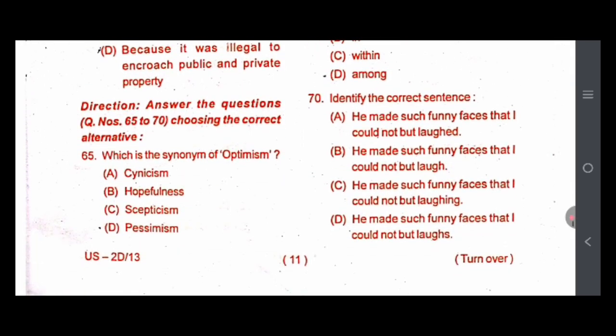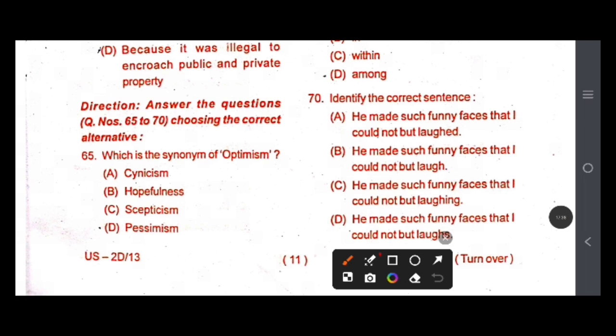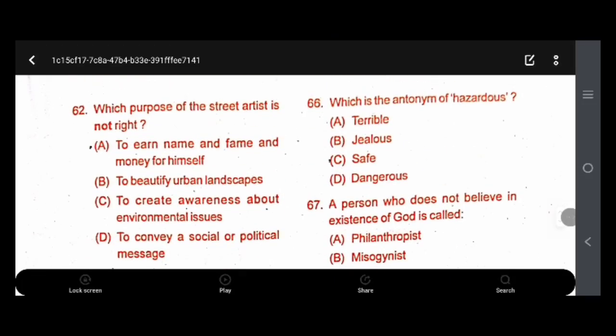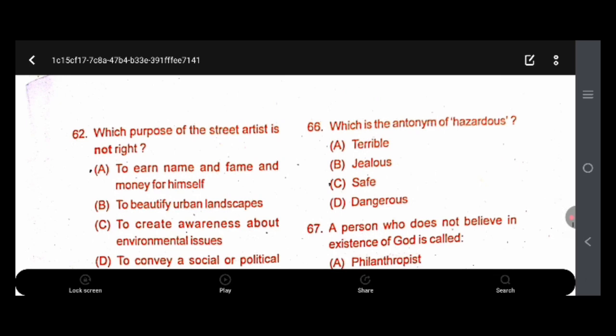Answer the question 65 to 70 choosing the correct alternative. Question number 65: Which is the synonym of optimism? The correct answer will be option B: hopefulness. Which is the antonym of hazardous? The correct answer will be safe.